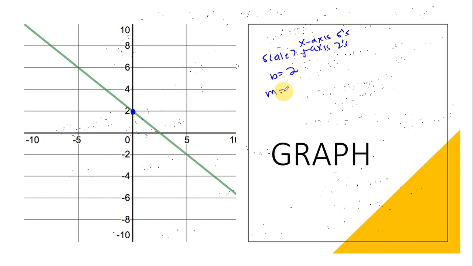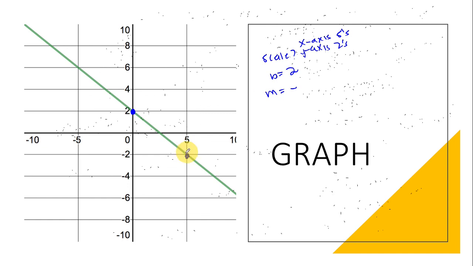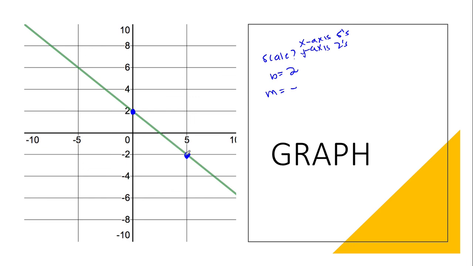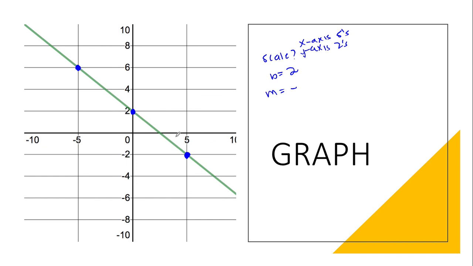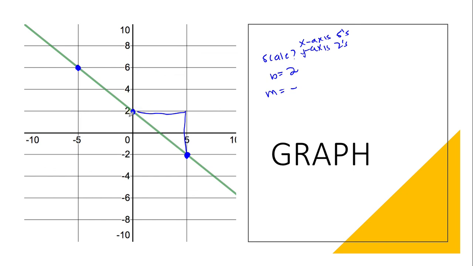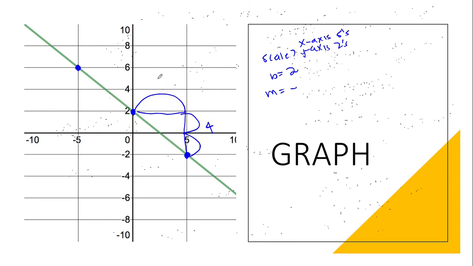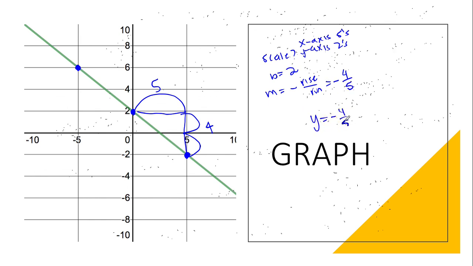What's my slope? I know my slope is negative because it's decreasing from left to right. Find 2 points on your line. And notice I'm only choosing points that are on the cross sections. I'm not choosing random places on my line. So my rise over run, what's my y-axis going by? 2. So when I'm rising, 2, 4. How much am I running? 5. So my rise over run is negative 4 over 5. So my equation, y equals negative 4/5 x plus 2.